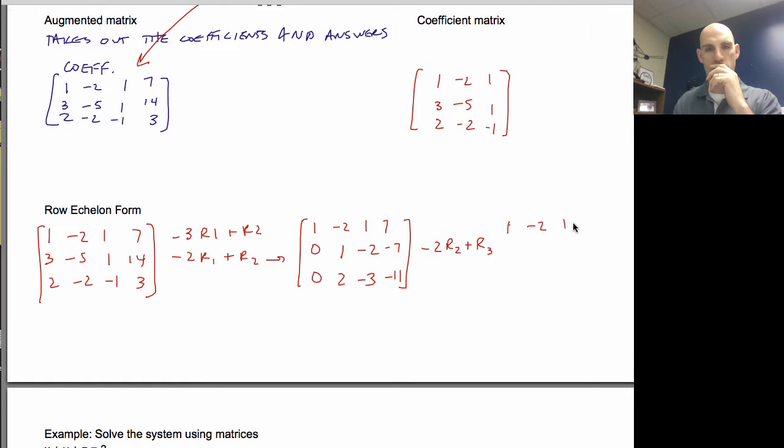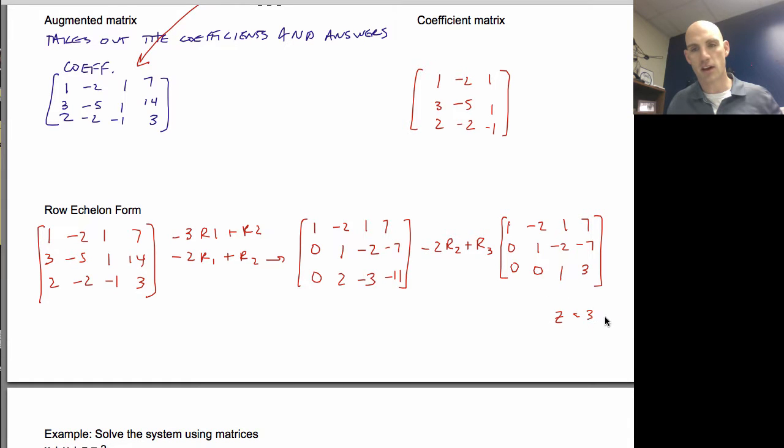1, negative 2, 1, 7, 0, 1, negative 2, negative 7. And then when I multiply row 2 by negative 2, I'm going to have negative 2 plus 2 would be 0. Now this is 0, and negative 2 times negative 2 would be 4. 4 plus negative 3 would be 1, and then negative 2 times negative 7 would be 14. 14 plus negative 11 is 3. So essentially, what do I have here? Essentially what I have is z equals 3, and then I can back substitute and back substitute, okay?